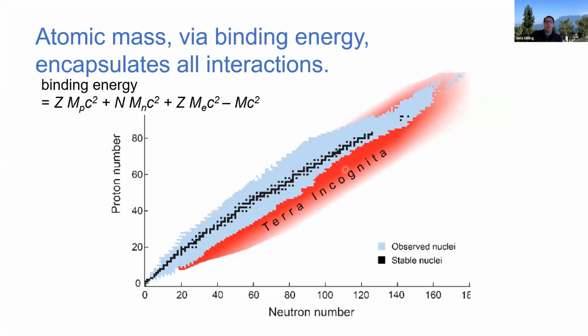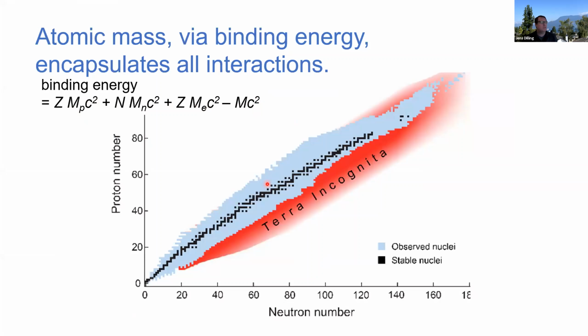Why do we do atomic mass measurements? Well, atomic mass measurements via the binding energy encapsulate all interactions and reveal a lot of information that we are after in nuclear physics. The binding energy can be extracted from the mass if you know the constituents that are included, the neutrons, the protons, and the electrons. And it builds up the entire chart of isotopes.